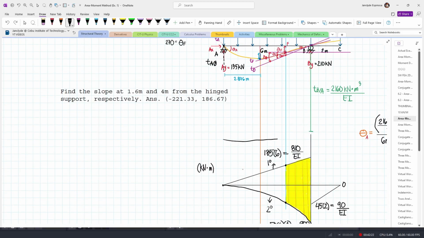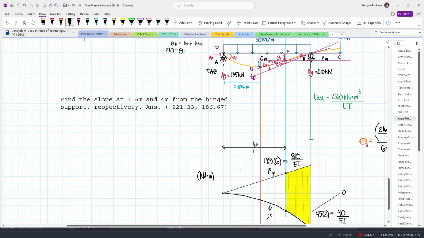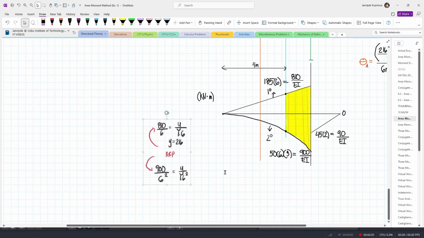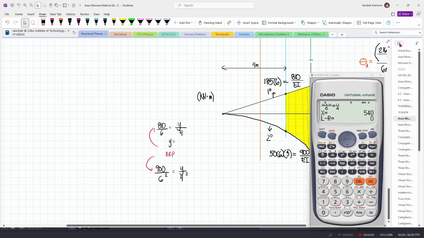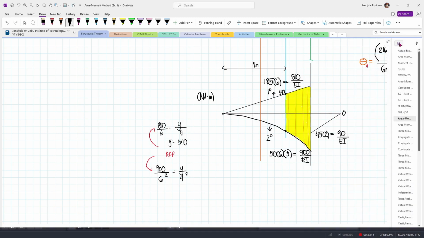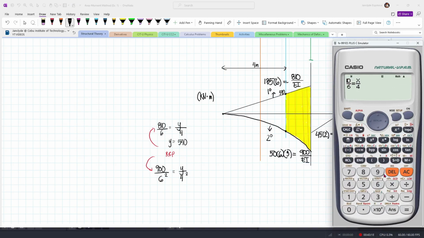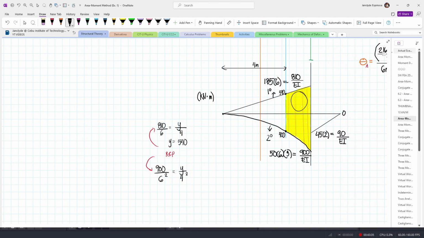Again, this is from the hinge support, we have 4 meters. So copy na lang natin. Let's just actually modify the base. Kasi yung base natin is already 4, and then also here. So mag-change yung y. So now we have 810 over 6 equals y over 4. This gives us 540. So this is 540. And then for the spandrel, we have 900 over 6 squared equals x over 4 squared. We have 400.